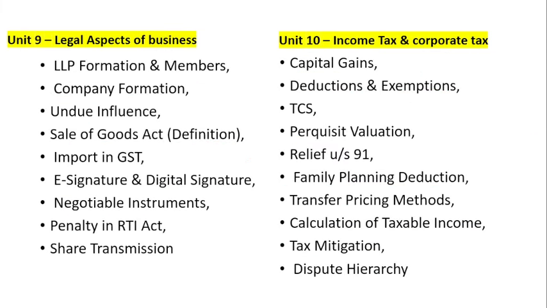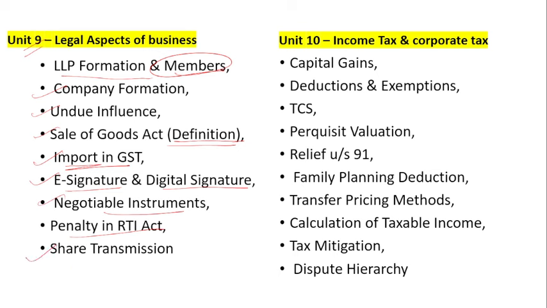Okay, so then from unit number 9, the legal aspect of business, they asked questions from LLP formation and the members. Okay, then company formation, undue influence, then the Sale of Goods Act, then import in the GST, then e-signature, digital signature, negotiable instruments, then penalty in the RTI Act, then share transmission.